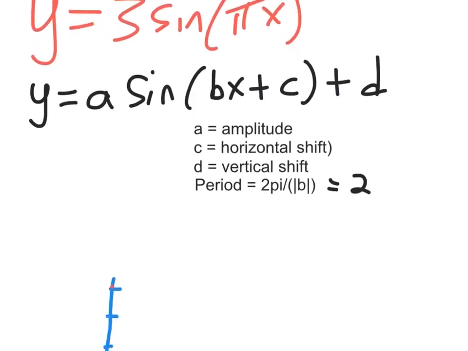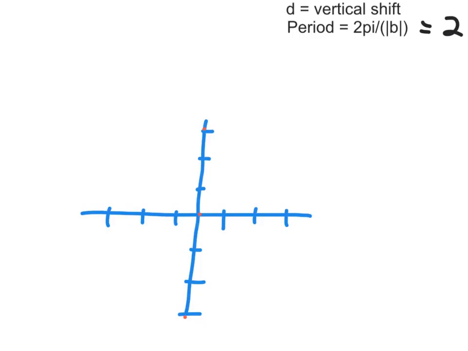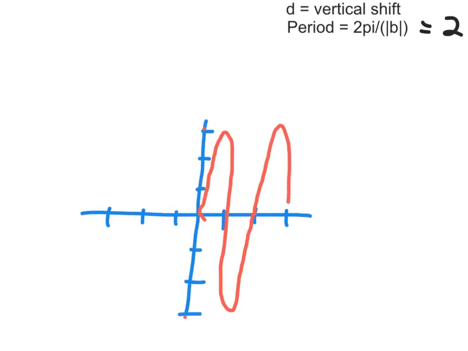So if we have a period of 2, an amplitude of 3, that means we need to go all the way up to positive 3, all the way down to negative 3, and repeat by the time we get back to 2, because our period was 2. That means the function needs to start repeating as soon as you get to negative 2. So there we are at 4, because that's another period.